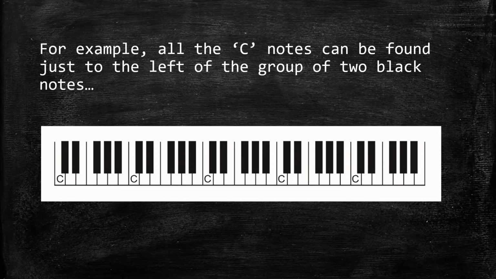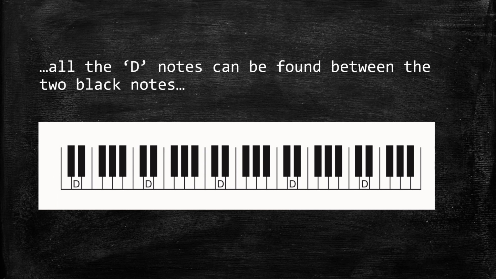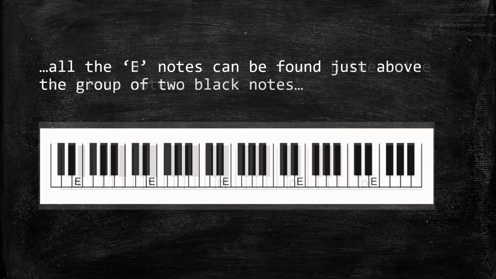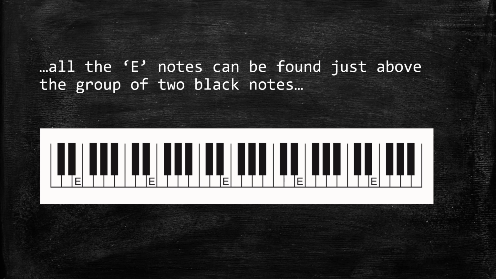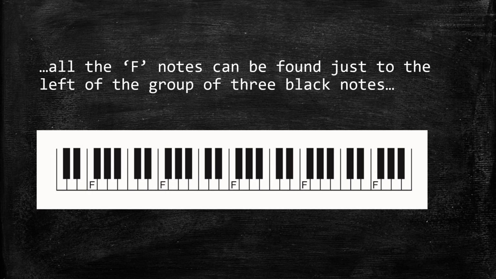For example, all the C notes can be found just to the left of the group of 2 black notes. All the D notes can be found between the 2 black notes. All the E notes can be found just above the group of 2 black notes. All the F notes can be found just to the left of the group of 3 black notes.